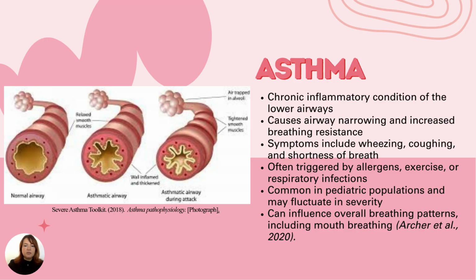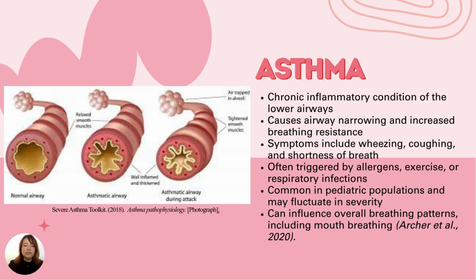Alright, so let's go over asthma. Asthma is a chronic inflammatory condition of the lower airways. It causes airway narrowing and increased breathing resistance. On the left, I have a diagram of the airway and the tissues that support it. We have a normal airway on the left, an asthmatic airway, and then the airway during an asthma attack. So if your patients have asthma, the middle picture is what they already have, and then once an attack flares, that's how small the airway has gotten. It causes airway narrowing and increased breathing resistance.